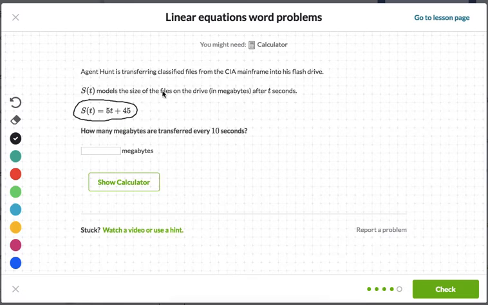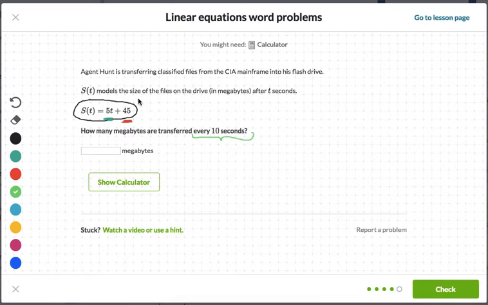So the size of the files on the drive after t seconds, this is telling us here that he started with 45 megabytes already stored on the drive. Every second, he's adding on 5 more megabytes. Okay, so we're being asked something different here. We're being asked how many megabytes are transferred every 10 seconds.